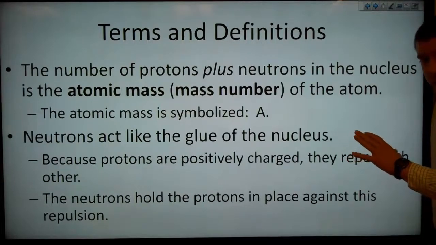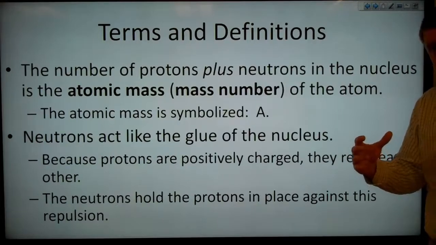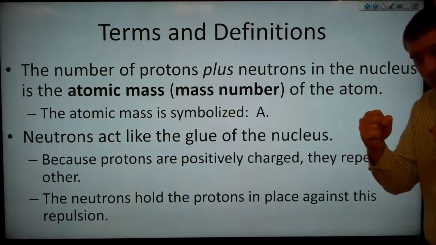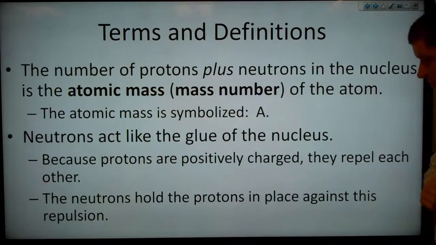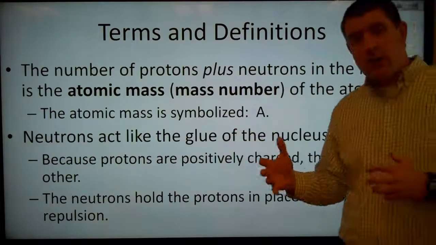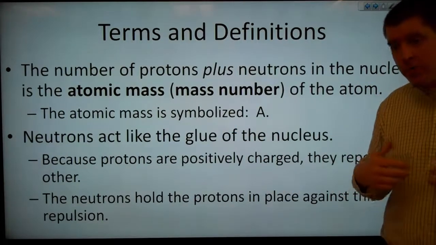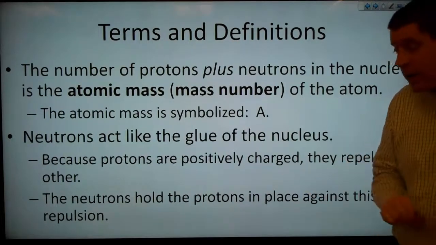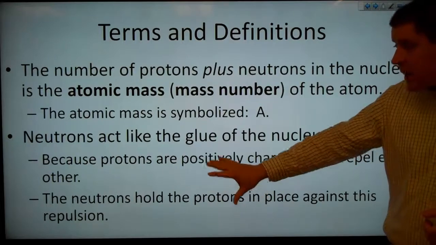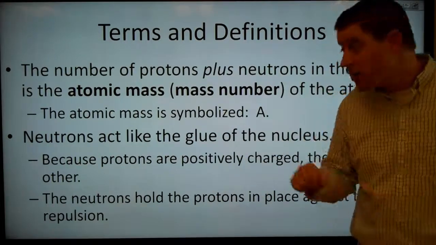And neutrons act something like the glue of the nucleus. Because protons are positively charged, that means that if we have 2 protons in the nucleus, they should tend to fly apart, because they're going to repel each other. But the neutrons hold the protons in place. Now, they don't do this electrically. They do this through what are called the strong and weak nuclear forces, which I don't really want to get into now, but it's enough to say that the neutrons act to hold the protons in place in the nucleus.